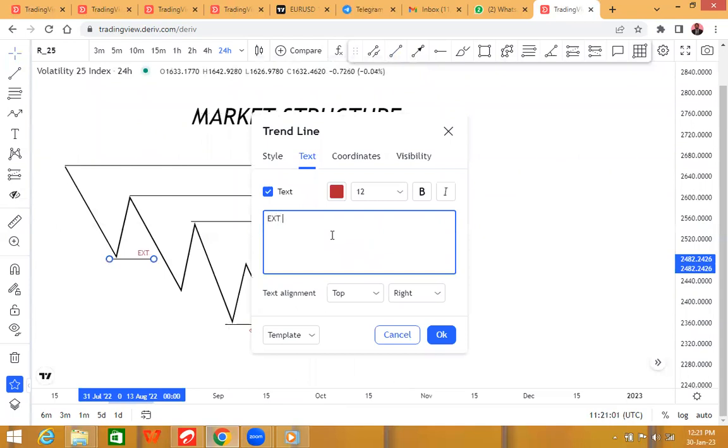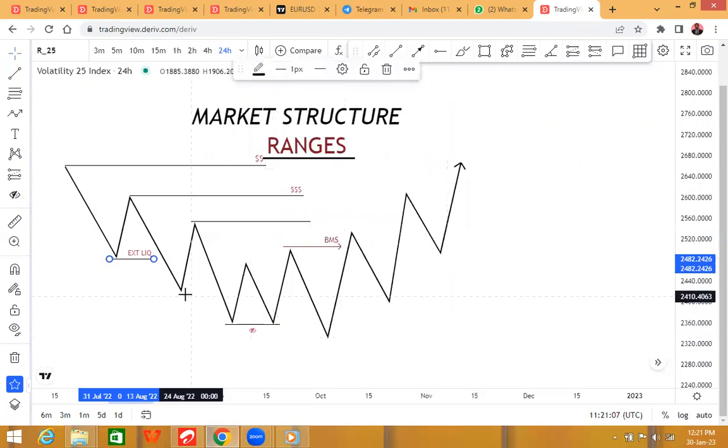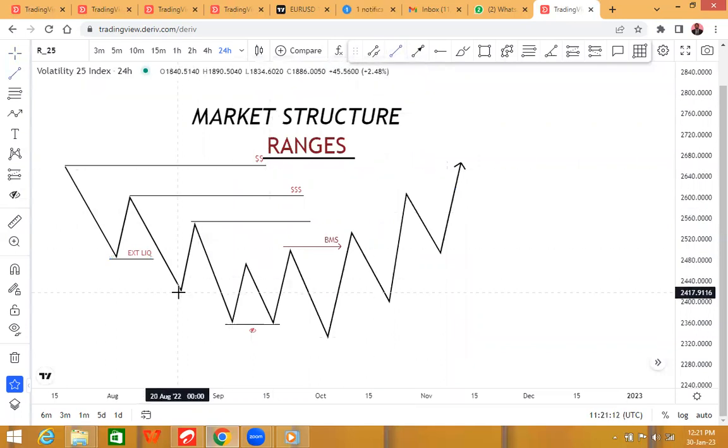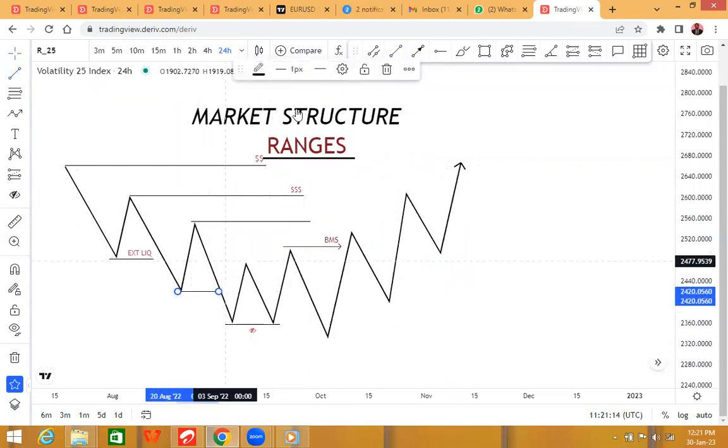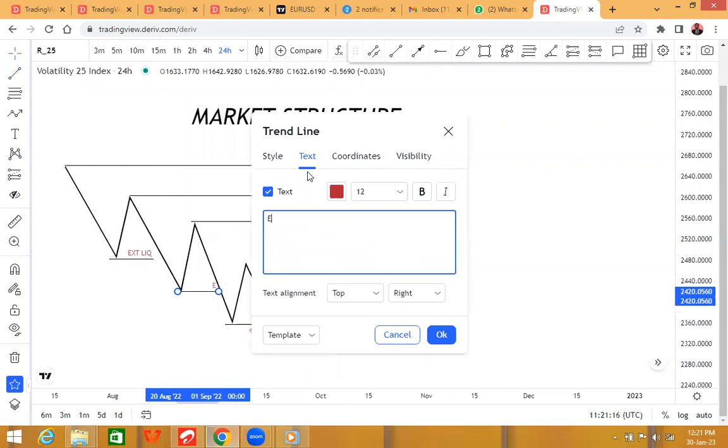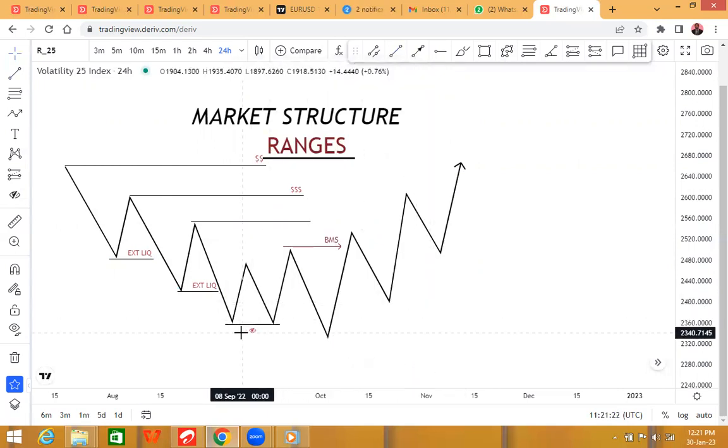Let me put it like this: external liquidity, while price was bearish. This was also external liquidity, while price was bearish. This was external liquidity too, while price was bearish. I'll put that in that place.